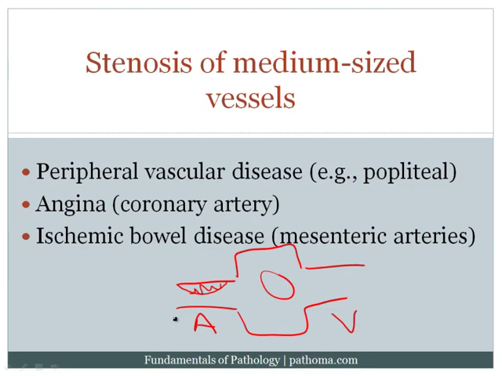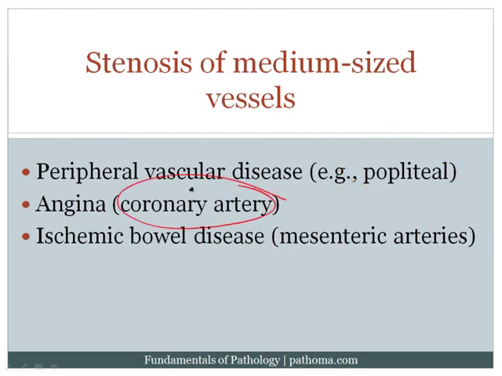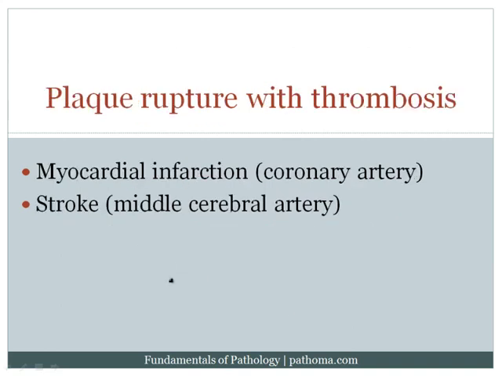So this can occur, for example, in the popliteal artery, resulting in peripheral vascular disease. It can also occur in the coronary artery, which would give you episodic chest pain or angina. And then it can also occur in the mesenteric arteries, which could give ischemic bowel disease. So that's complication number one. It's important to note that you usually don't get symptoms until you have greater than 70% stenosis. That's high yield. Greater than 70% stenosis before you actually get complications.